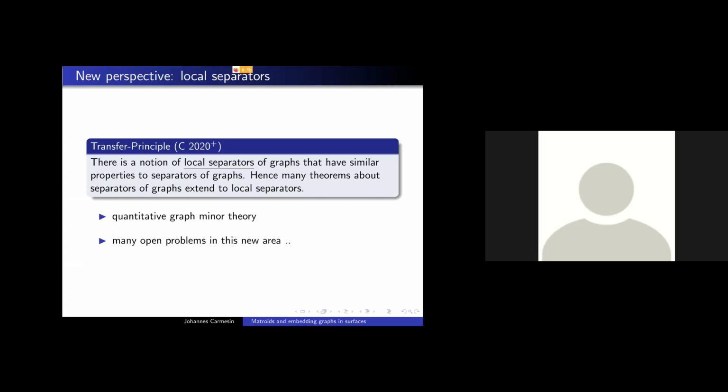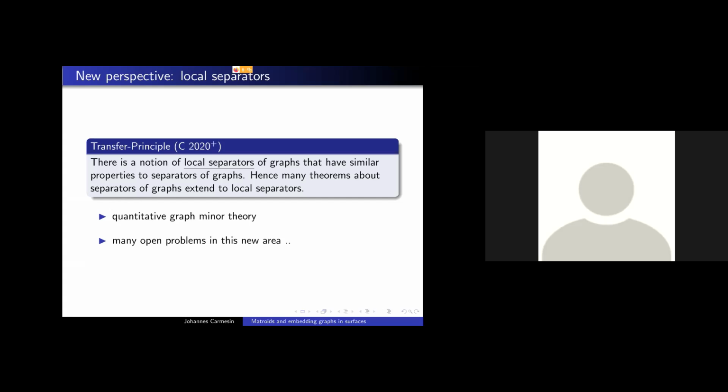Right, so there are now these local separators and they behave very similar to genuine separators. And that is the reason why now you can extend many theorems about graphs with separators to local separators. For example, the notion of a tree decomposition now extends to the notion of a graph decomposition, which is just the same thing, but where you replace the decomposition tree in a tree decomposition by a general graph.